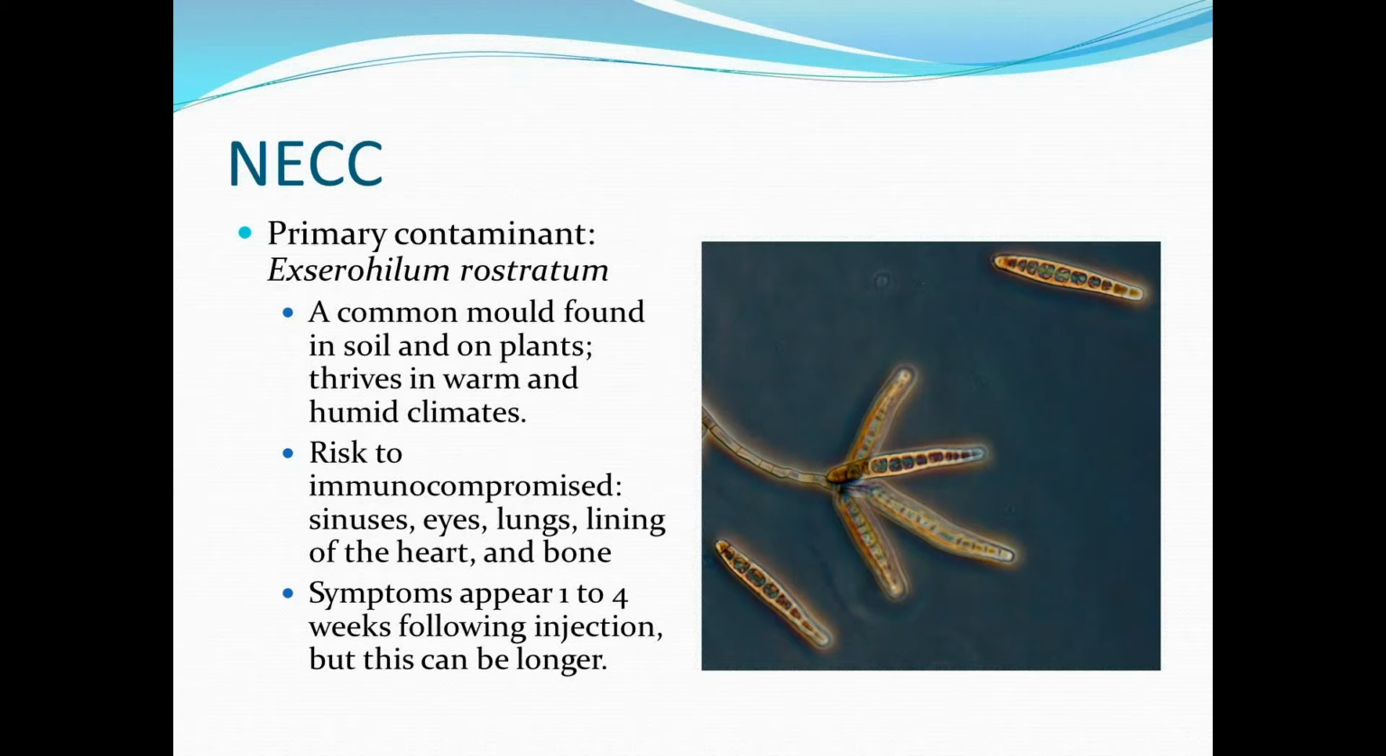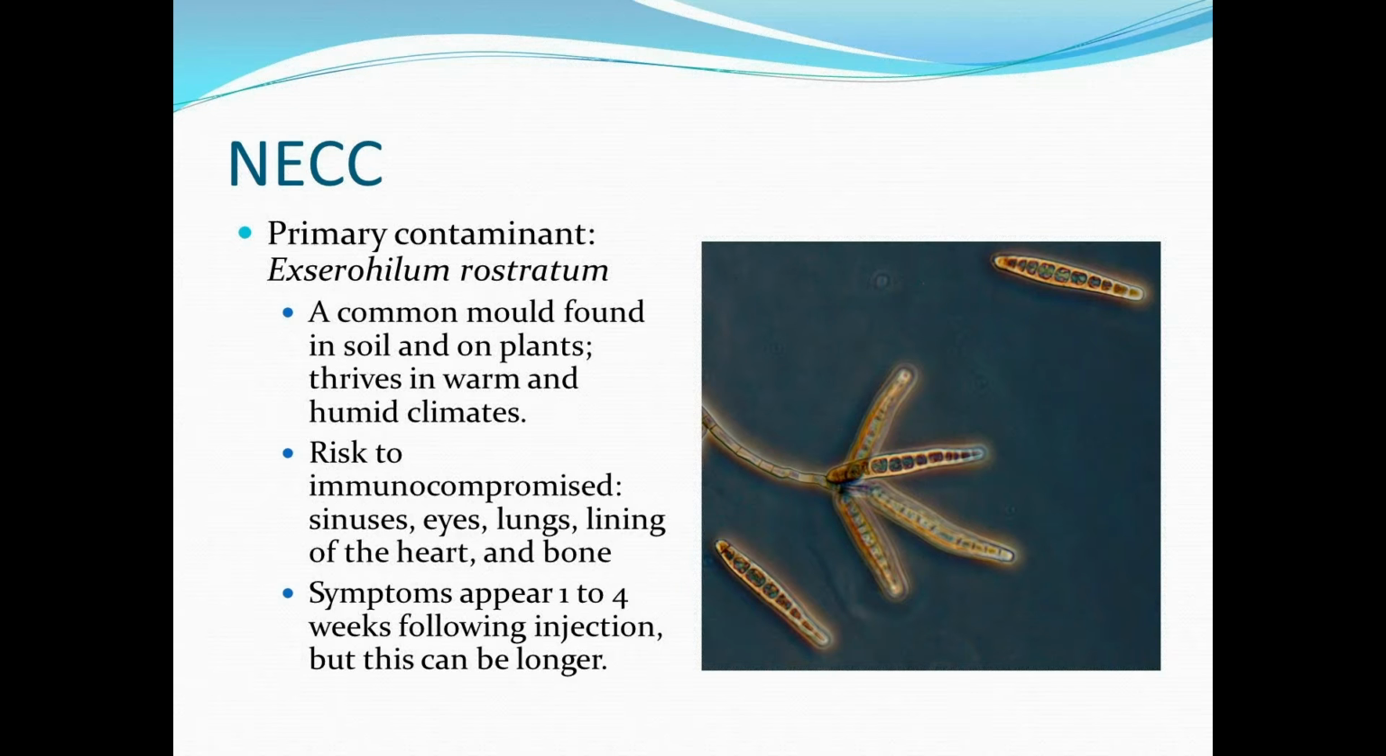The primary contaminant was a fungus called Exserohilum rostratum. They also found Aspergillus fumigatus, but it was the Exserohilum fungus that caused the deaths and the crippling injuries. Now, Exserohilum is a common mold found in soil and on many plants. It thrives in warm and humid climates, and it appears as a black mold when it's visible. So it's what's called a melanized fungus.